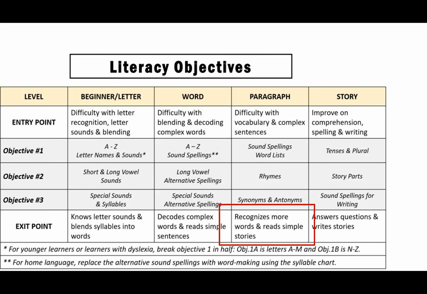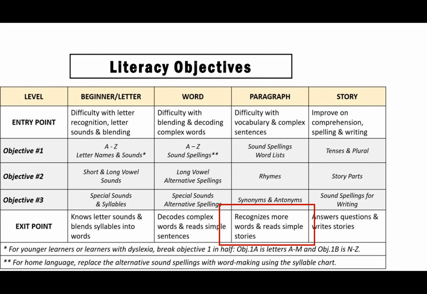So when it says here more words, which words are we talking about? Well, we're talking about the words in the word list for the sound spellings. We're talking about the words that they come up with when they make rhymes. And we're also talking about the words that they come up with when they do synonyms and antonyms. So those become your word bank, right? You want to make sure the children can read all those words that come up within your paragraph lessons at the exit point. And lastly, you want to make sure that they're able to read simple stories.